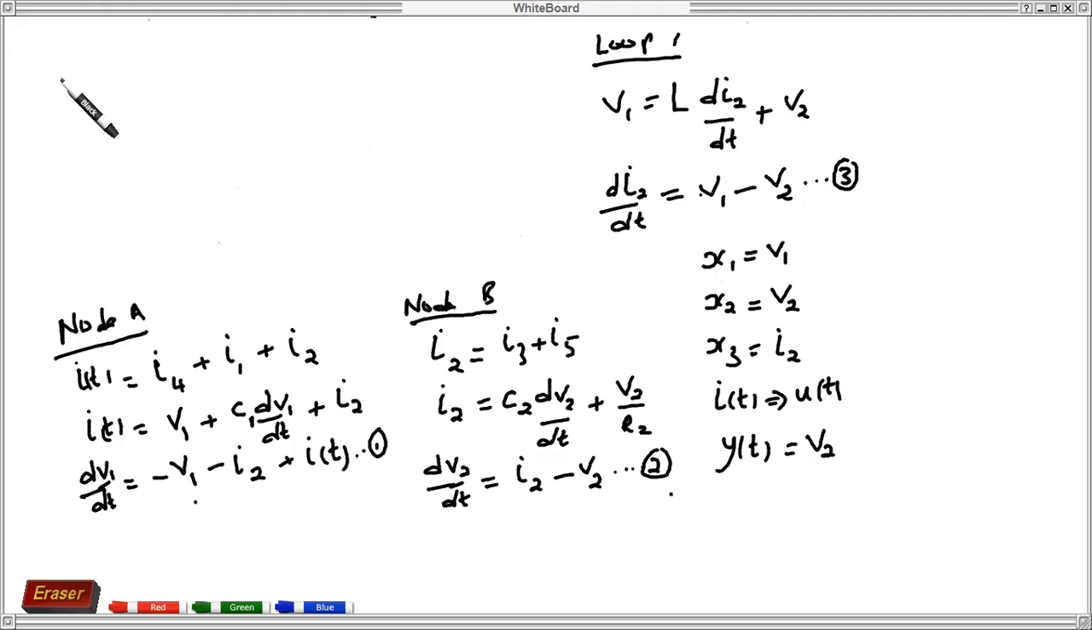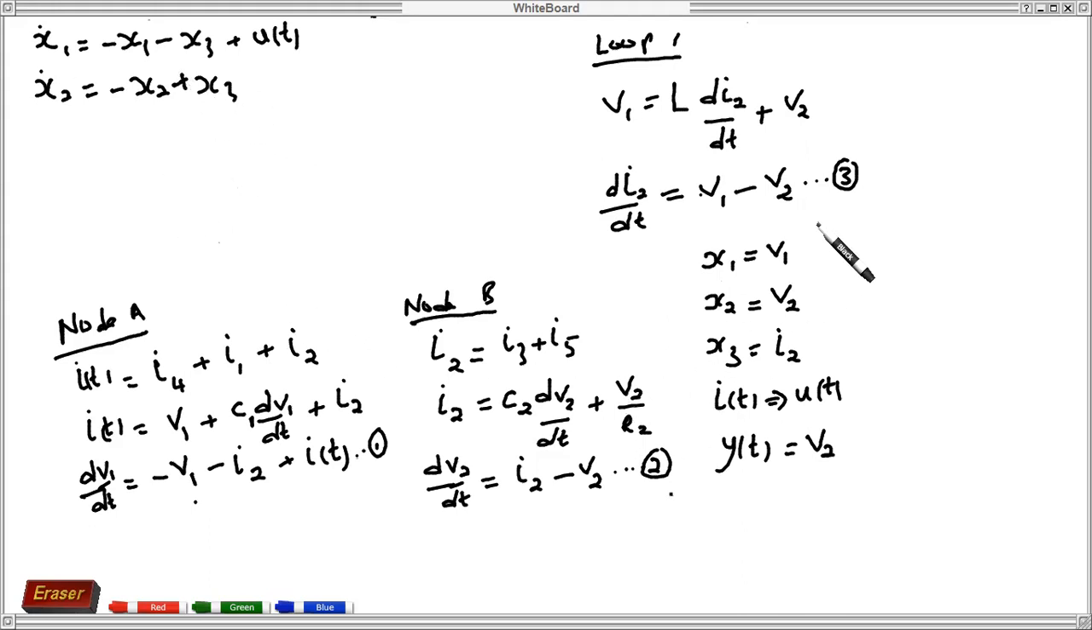So from equation 1, I can write the x1 derivative to be negative V1, which is negative x1, minus I2, which is x3, plus u of t. From equation 2, we can write the x2 derivative, since dV2/dt is the same as x2 derivative, to be negative V2, but V2 is x2, so negative x2, minus I2 which is x3, so minus x3. Notice this sign is negative, this is positive.